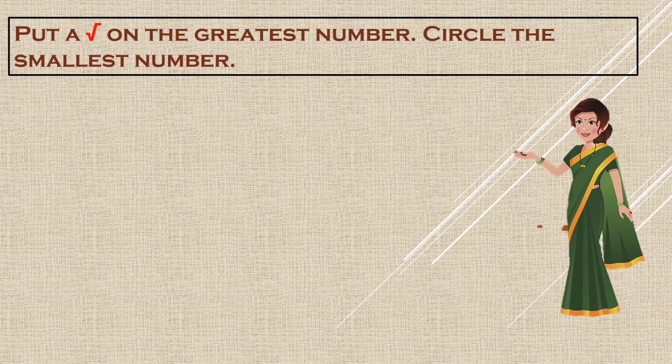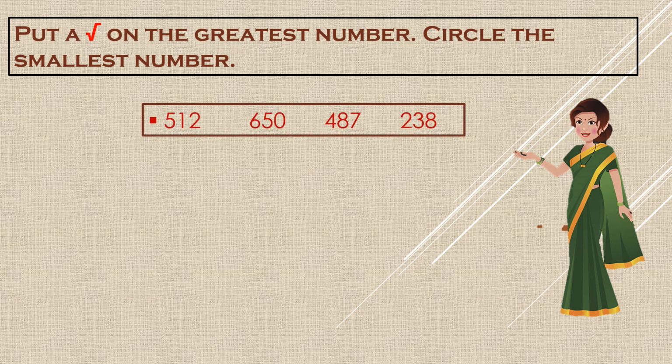Children, in this slide, we are going to find out which is smaller and which is greater. We have to put a tick on the greatest number and circle the smallest number. Let's see the examples here. The first one, 512, 650, 487, 238. So first we need to put a tick on the greatest number.